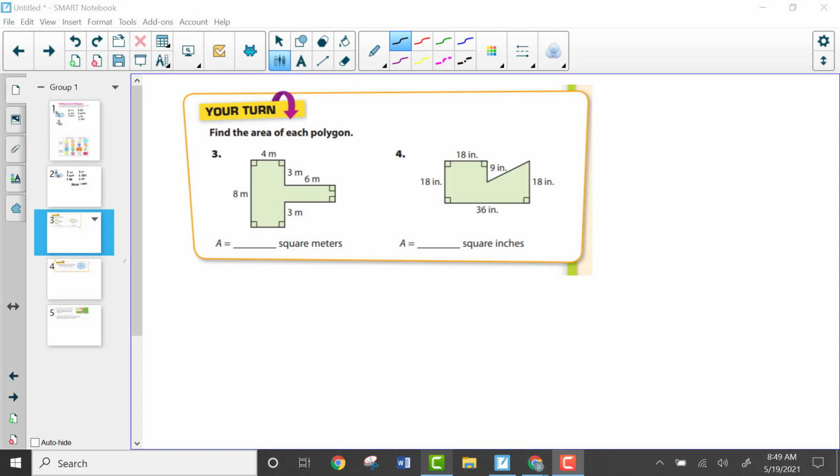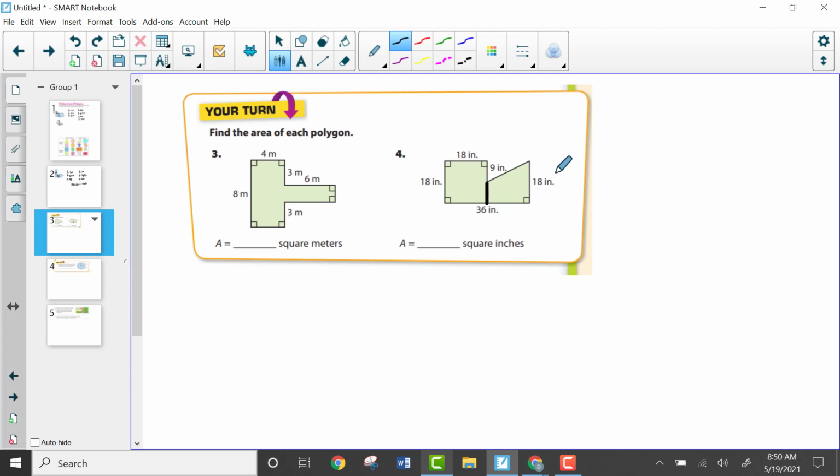So what I would like for you to do is turn your Go Math book to page 391. We're going to do number 4 together. I'm going to have you do number 3 all on your own. Now, when we do number 4, I want you to do this with me, just draw the line right here. Okay, so we've broken our polygon into 2 simpler shapes. We have a square, and then we have a trapezoid.